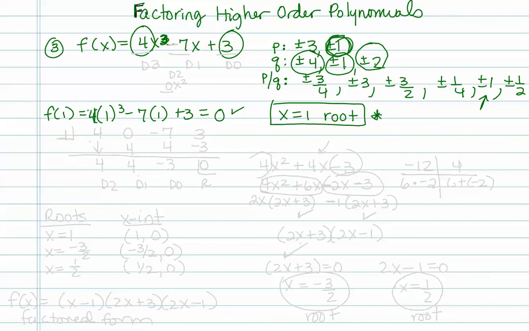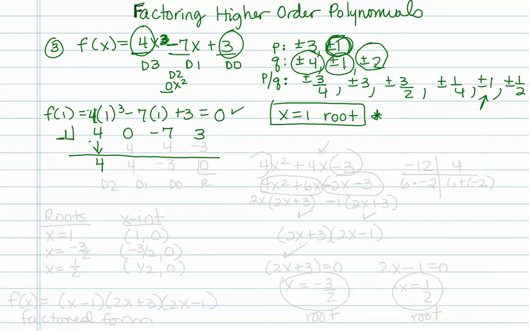Let me remember that. So now I'm going to use my root to synthetically divide. I'm trying to save space. Let me see. Do I have all my degrees? This is degree 3, degree 1, degree 0. No, degree 2 is missing, so 0x squared. So my coefficients are 4, 0, negative 7, and positive 3.